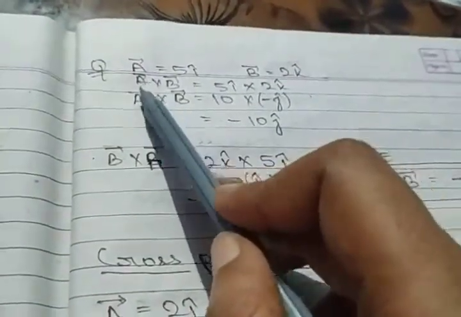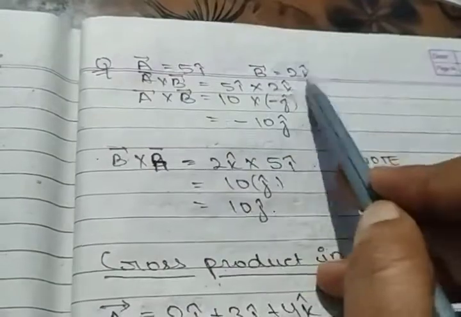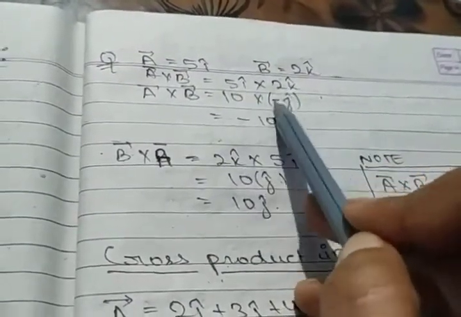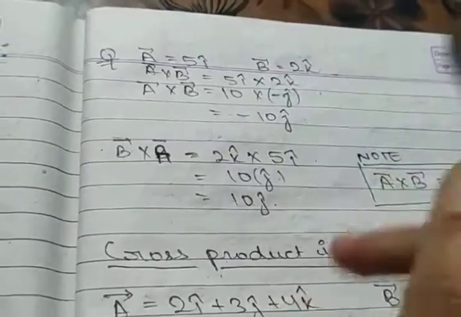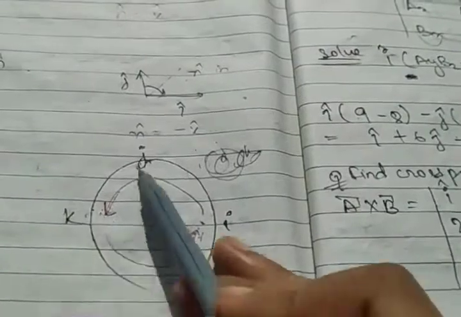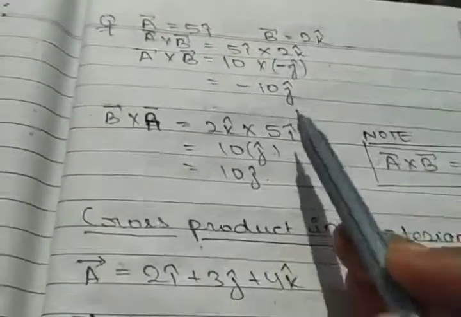So if I want to find A cross B, so 5i cross 2j, so 5 twos are 10, and i cross j. Let us see, i cross k, so we are going in the opposite direction, so it will be minus j. So we got here result minus j.